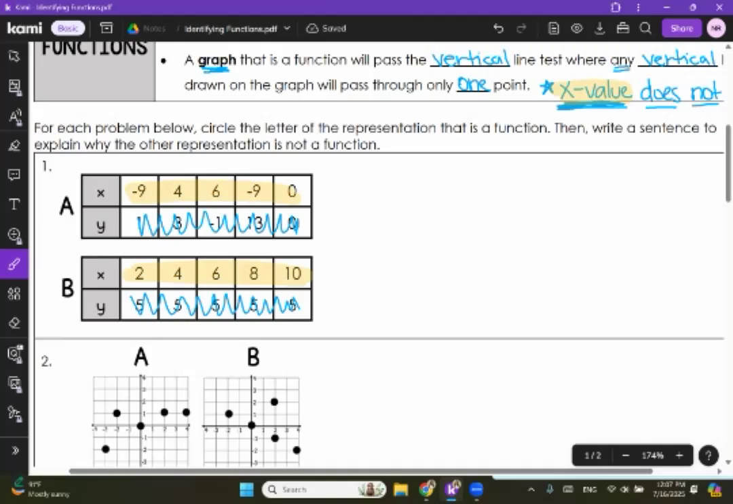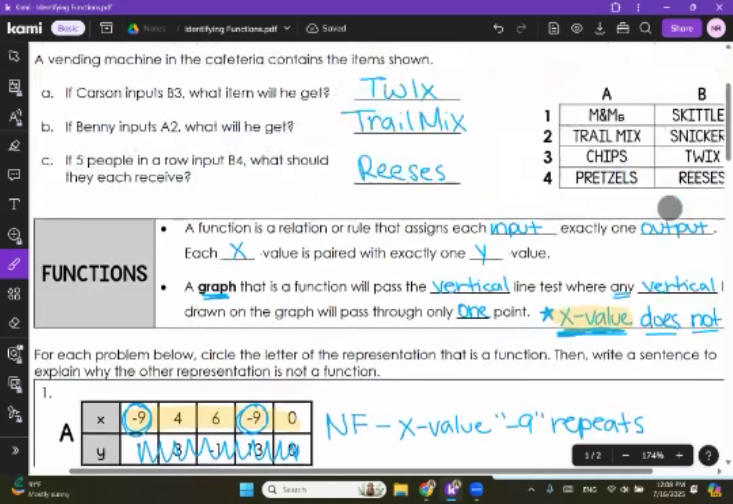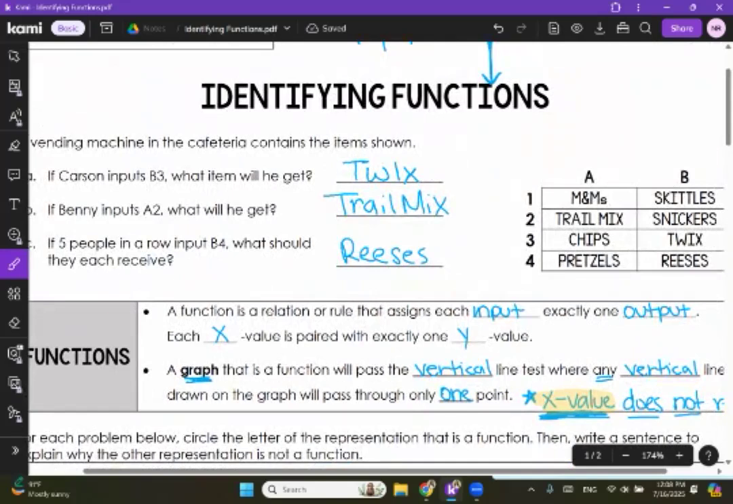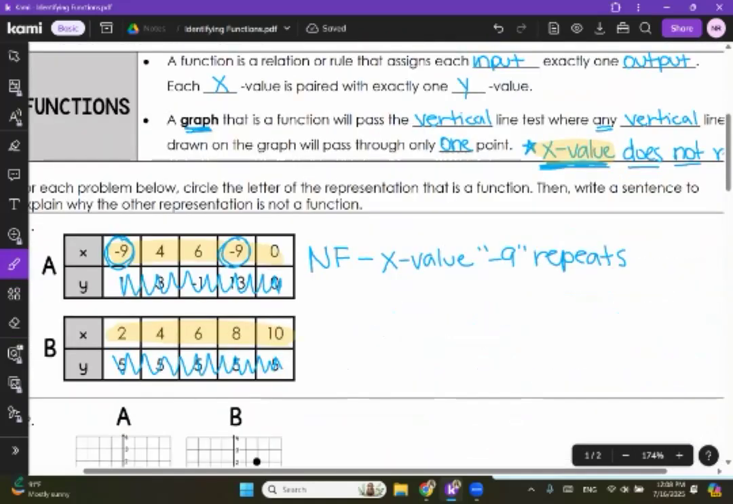Okay, so if you look at A, do you notice if any of the numbers repeat? Yes, you see that the -9 repeats, so this one would not be a function. Your X value cannot repeat. The -9 repeating would kind of be like saying you're going to put in B3 and A2, and both times it's going to give you Twix. It doesn't work that way, okay? Your X value cannot repeat. Only one input for one output.